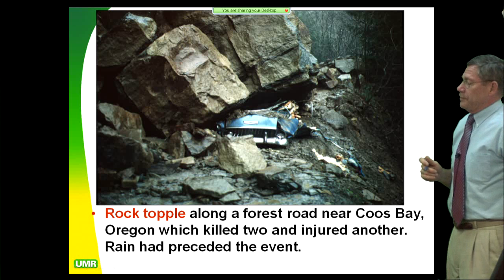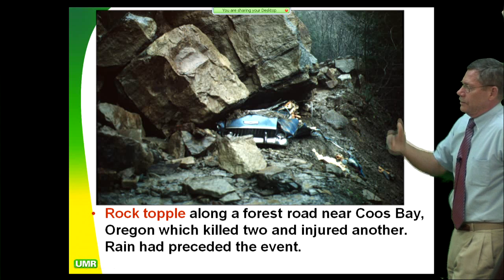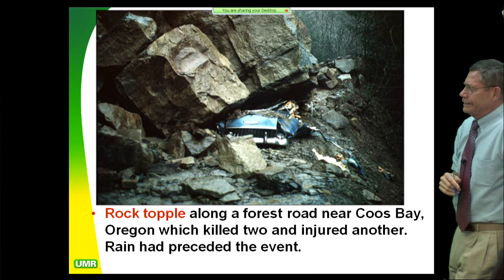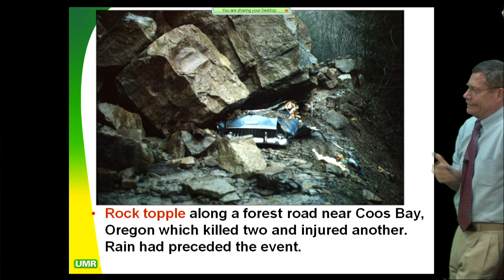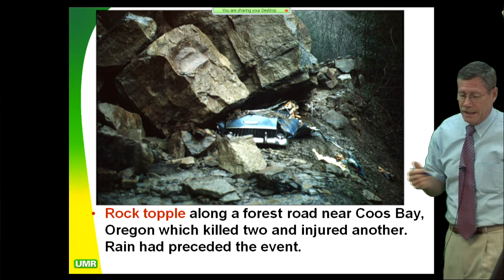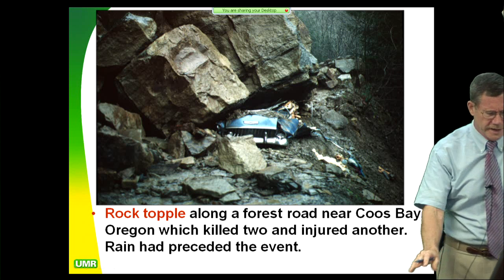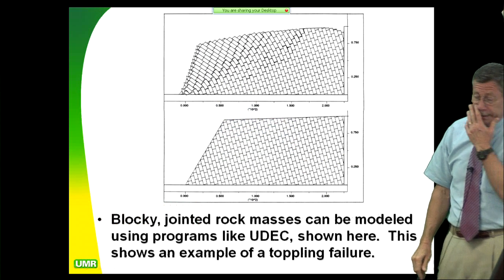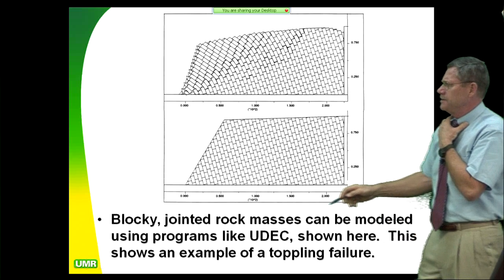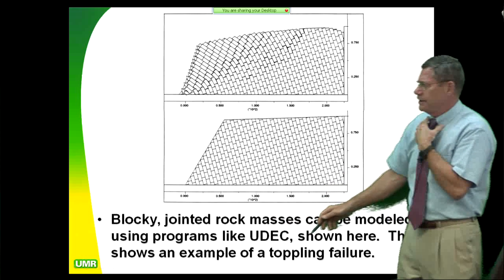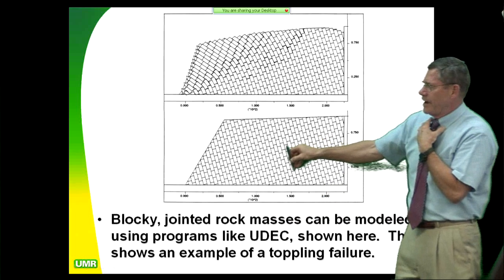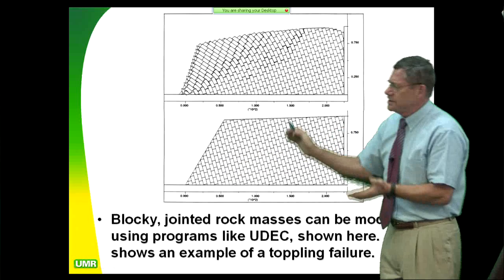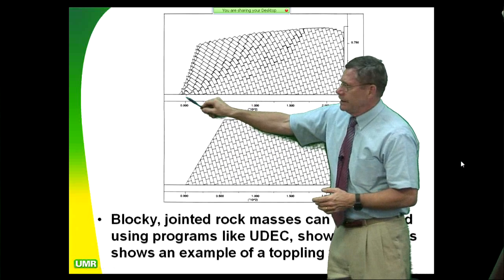Toppling can kill people if they're on the road when the mass comes down. That happens. Rain usually is a trigger, or earthquakes are a trigger for it. And if we look at it, we model most of these today using the program UDEC. UDEC is very useful for mapping complex jointed masses, turning on gravity, and here you go.